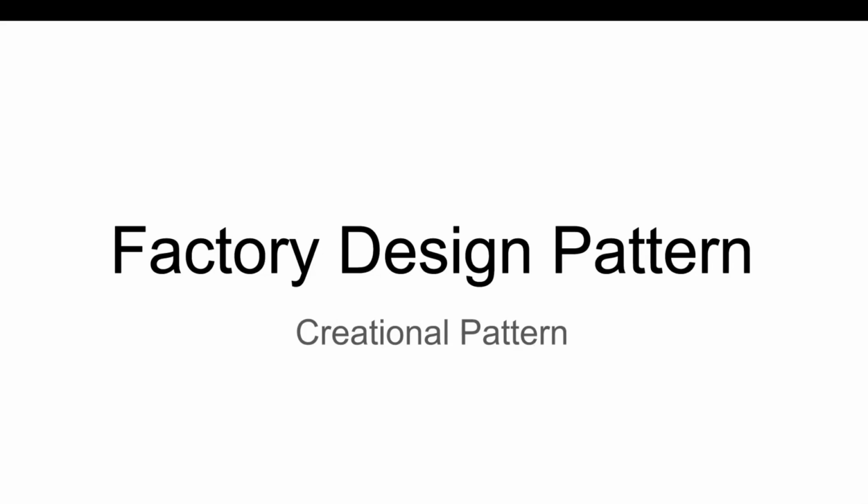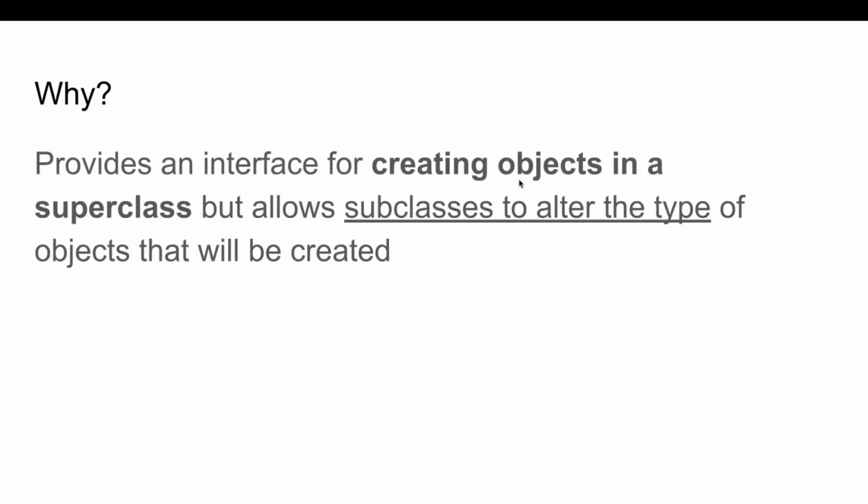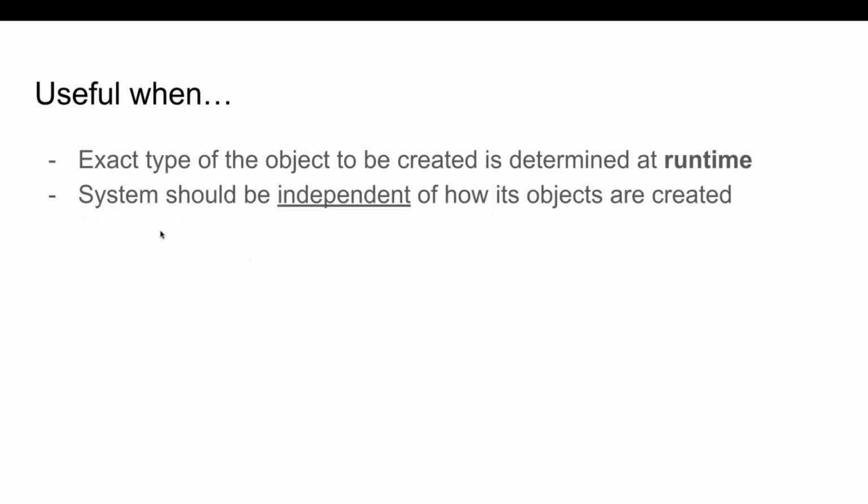The factory design pattern is a creational design pattern. It provides an interface for creating objects in a superclass, but allows subclasses to alter the type of objects that will be created. This pattern is particularly useful when the exact type of the object to be created is determined at runtime, or when a system should be independent of how its objects are created.